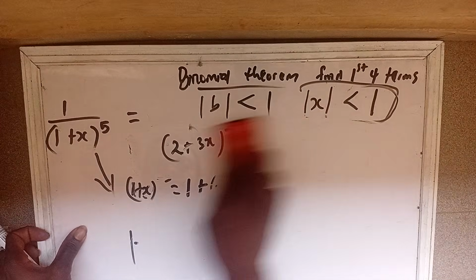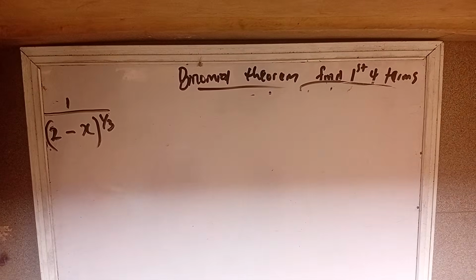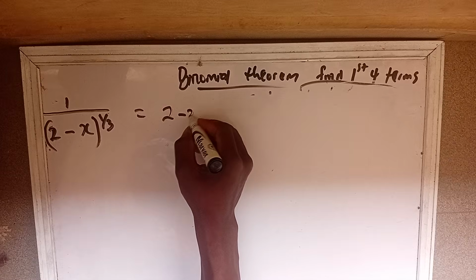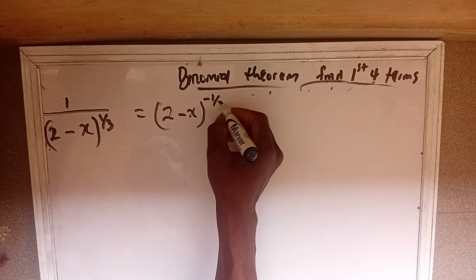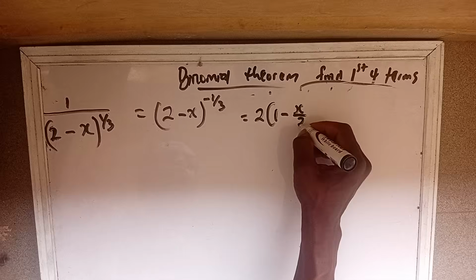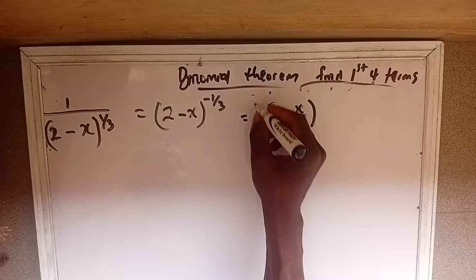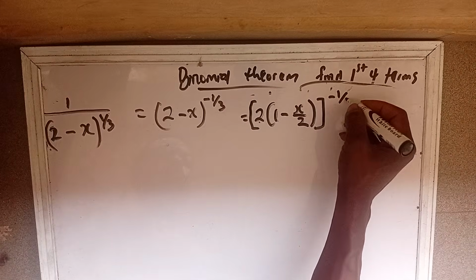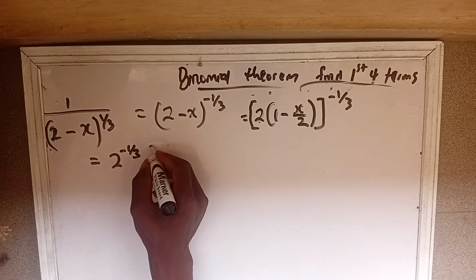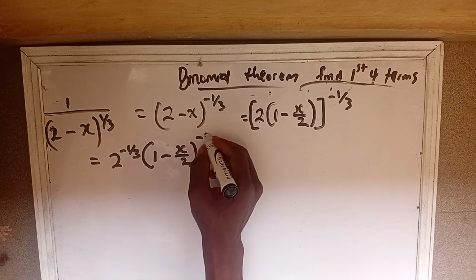Now let me do one more question, just to balance up everything. So 1 over 2 minus x raised to the power 1 over 3. I can write it as what? 2 minus x raised to the power what? Minus 1 over 3. Which I can rewrite as what? 2 into 1 minus what? x over 2. 2 times 1, 2. 2 times minus x over 2, we have x. Minus 1 over 3. So which will become 2 raised to the power minus 1 over 3, right? Into what? 1 minus what? x over 2 raised to the power minus 1 over 3.